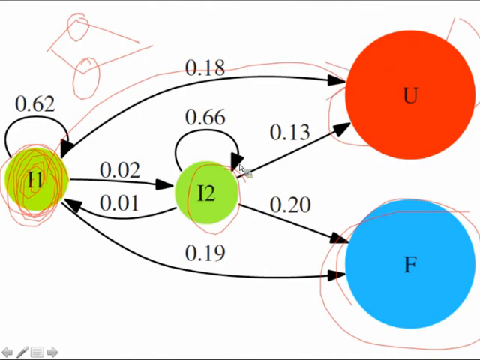If you go to actually being folded, so going forward and being folded, that would be 19%. 62% of actually staying within that conformation, and only 2% of going into the other one. So there was very little exchange between these 2 conformations.